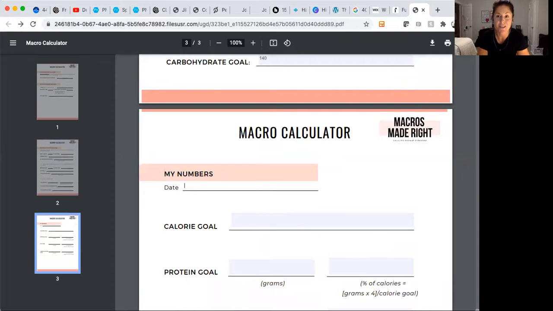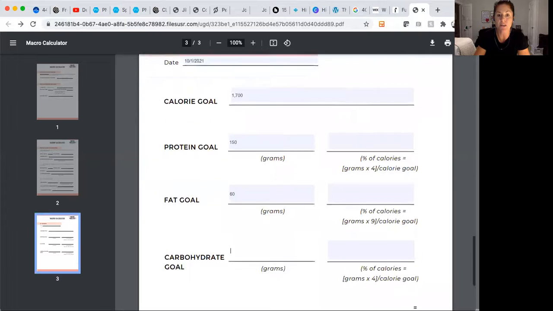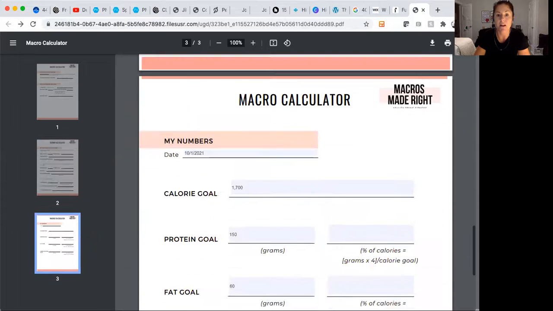All make sense? So then you can take it to this third page here and you can say, okay, I am going to hang this up on my fridge. I'm going to put this into my calculator of choice. My caloric goal is 1,700. My protein goal is 150 grams per day. Your fat goal, 60 grams per day or whatever yours is. And then your carbohydrate goal is 140.